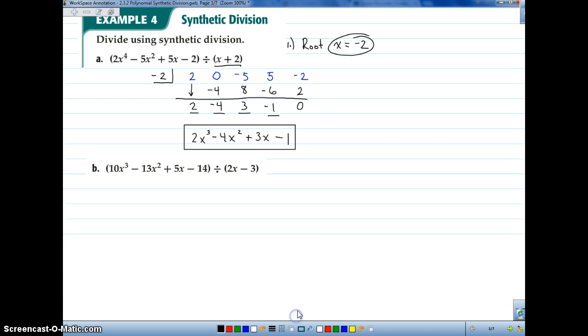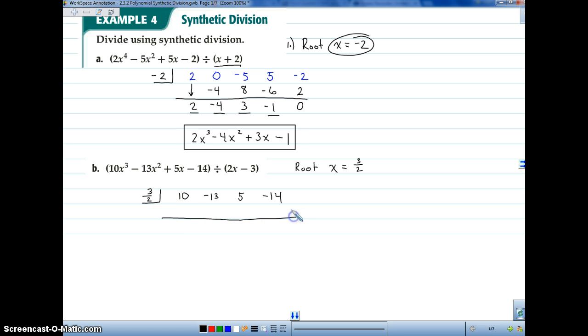Okay. So let's take a look at another example, one where you have kind of a unique root. The root for this one is, again, when 2x minus 3 would equal 0. So if I set that equal to 0 and solve for x, we get 3 halves. So the root would be where x is equal to 3 halves. And so I'm going to put that factor into a bracket and then take my coefficients out. So 10x cubed, negative 13x squared, 5x, and then negative 14 for my constant.